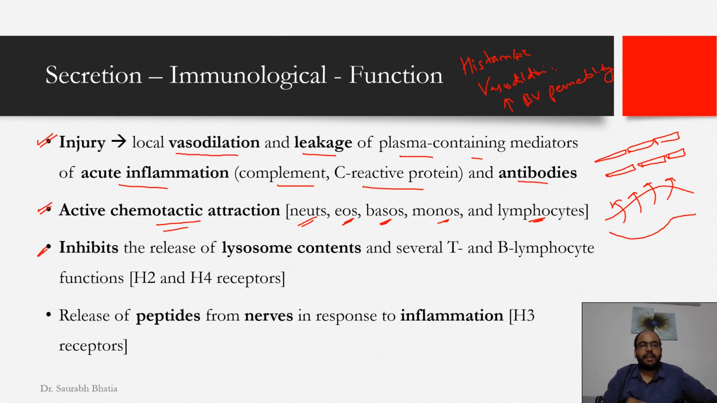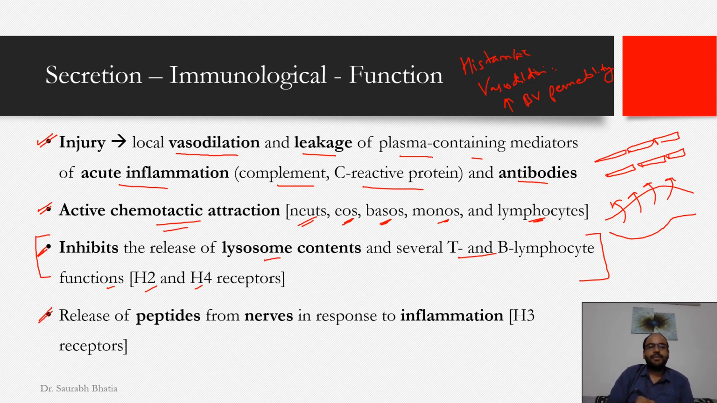Now, histamine inhibits the release of lysosome contents and several T and B lymphocyte functions through H2 and H4 receptors. This is just a statement that you should keep in mind. Remember that in the last slide we discussed that histamine has a negative feedback on the secretory cell, and that negative feedback is carried out by H2 receptors. Similarly, histamine also has a negative control feedback over several T and B lymphocyte functions, and that is primarily mediated by H2 and H4 receptors.